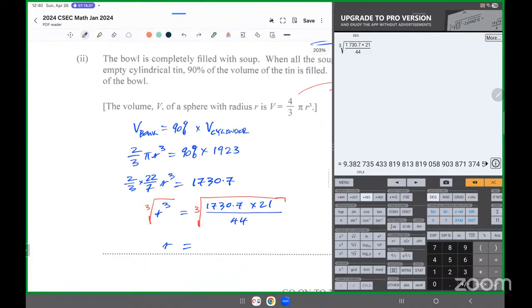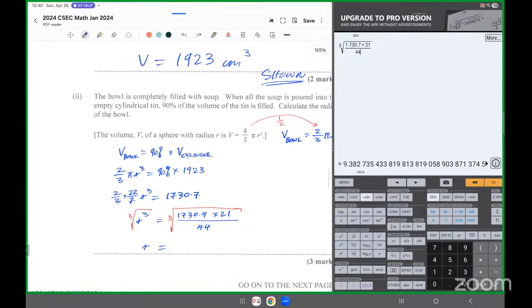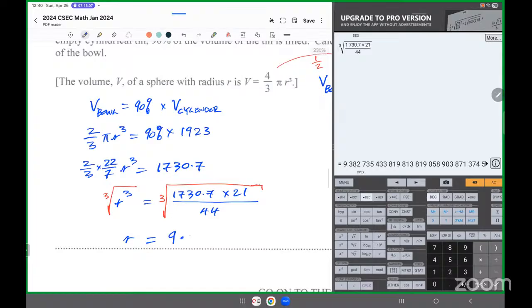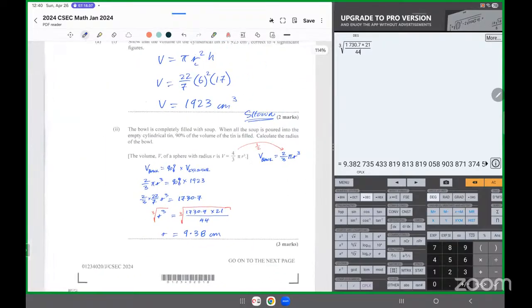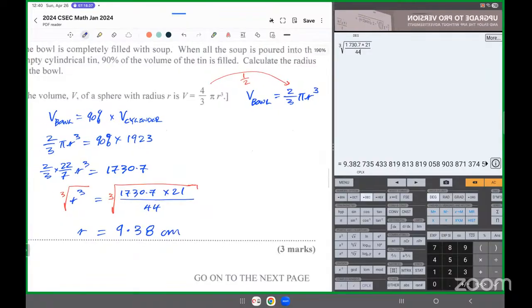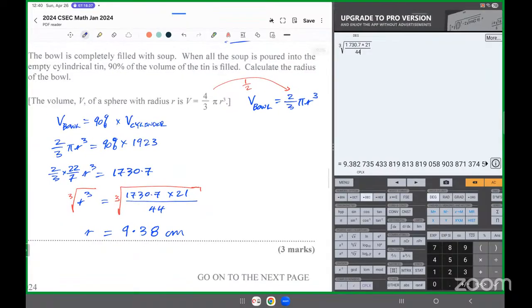I'm getting 9.38. Did they tell us what accuracy they want for the radius? No, so we'll give 3 significant figures. 9.38 centimeters is the radius of that bowl. Did you get that? 9.38. If you never got it right, go and do it over. All right, next question.